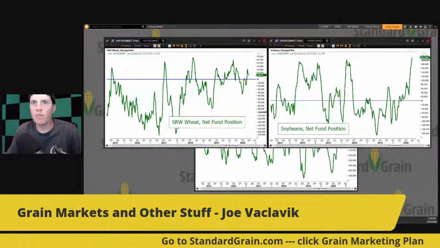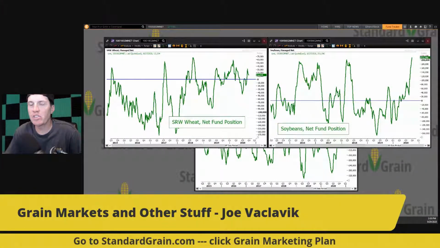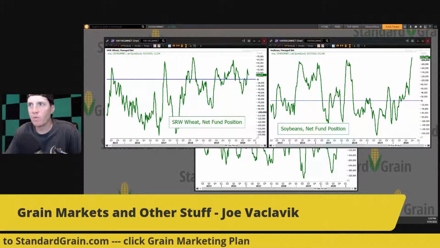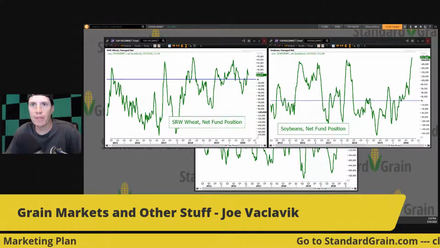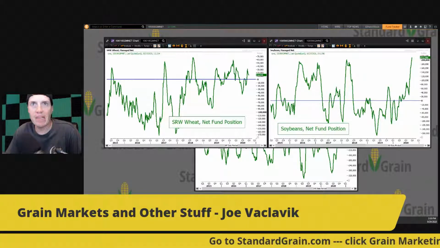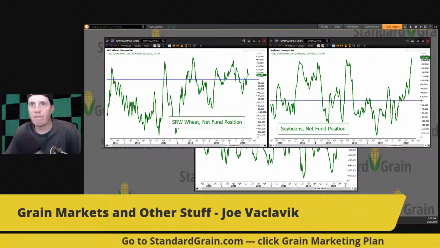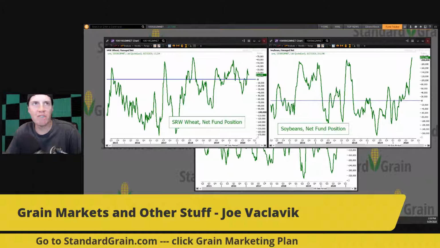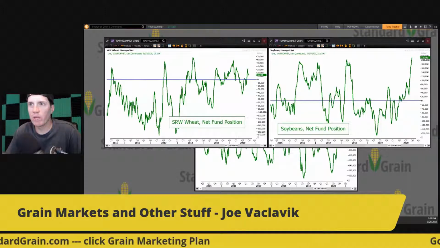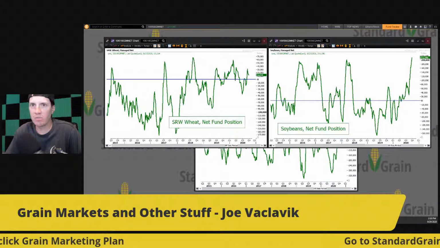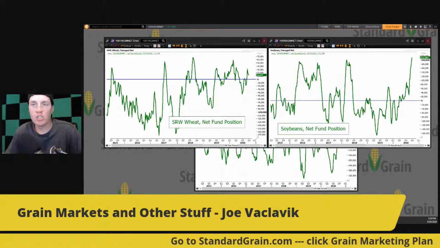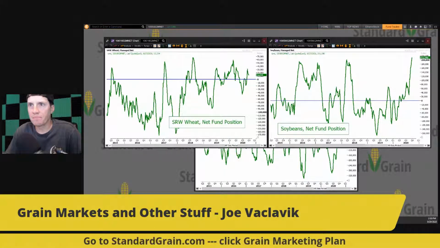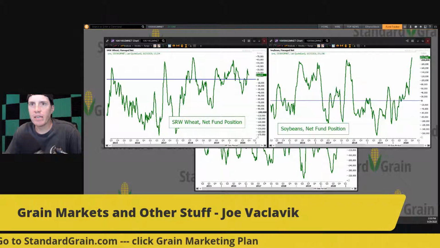So these are the charts that I look at when it comes to fund positioning. Essentially, they provide me with the net fund position according to the CFTC reports on a weekly basis. And I send these out to my customers every Monday morning, and we know exactly how the funds are positioned here. It's a really good thing to keep an eye on.